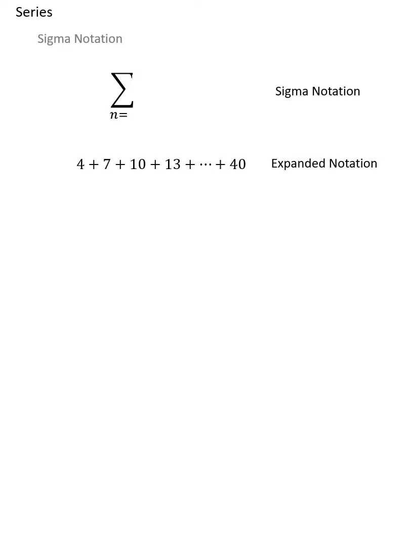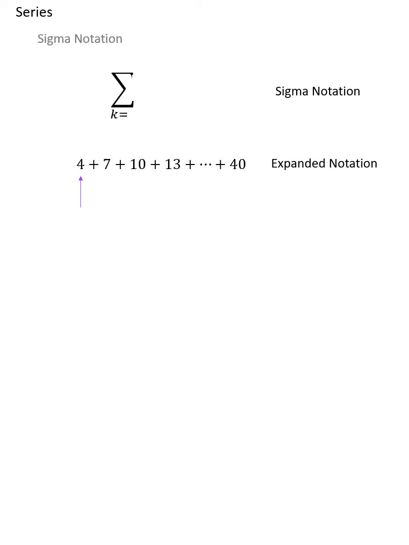Just to make the point that I don't have to use the letter N, watch the letter N, I'm going to change it to K for no particular reason. Although N and K are traditional letters to use in sigma notation, the point I'm making is it doesn't matter what letter you use. Now, here's the challenge.